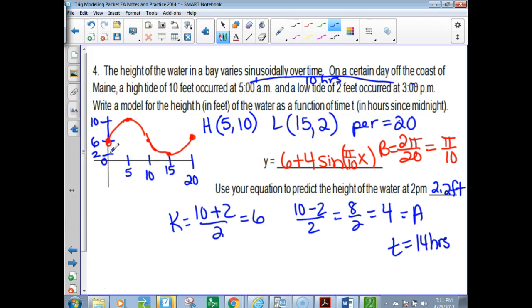Could you kind of tell it was a little more than 2.2 just by your graph? Look where 14 hours would be right around here. It wasn't quite down to the bottom of 2. That's a reasonable answer. Do you see why 6 is not? That was implying it was up here. Your graph does not show it at 14 hours up here, does it? Okay.